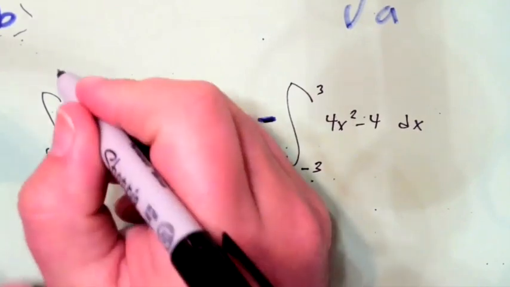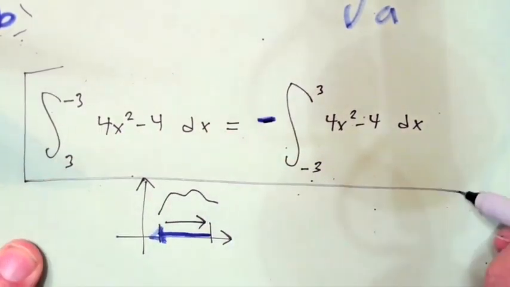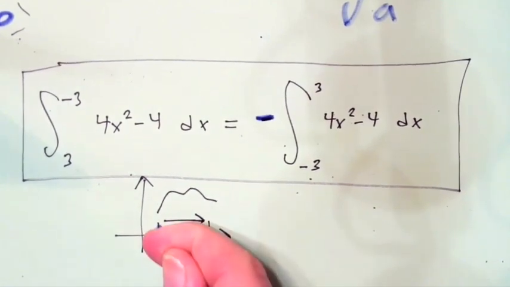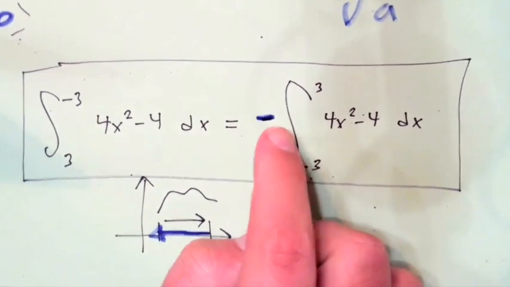In terms of the property, this is the property that we're looking for. In terms of the explanation as to why, well, it's a little bit complex, but basically it's because we're now taking the integral in the wrong direction. So to account for that, we change the sign.